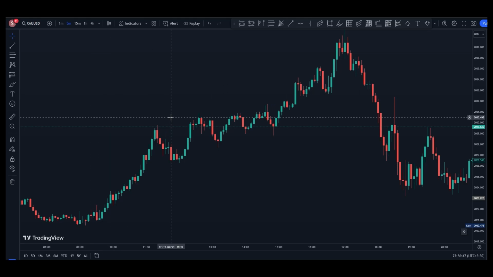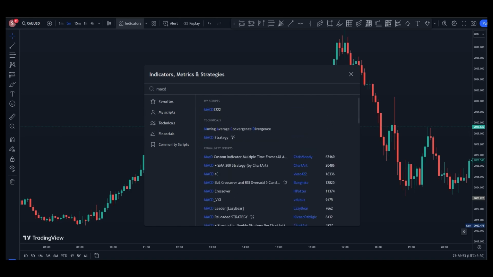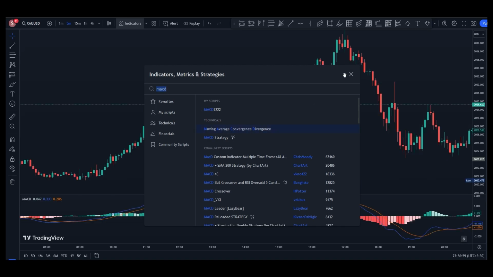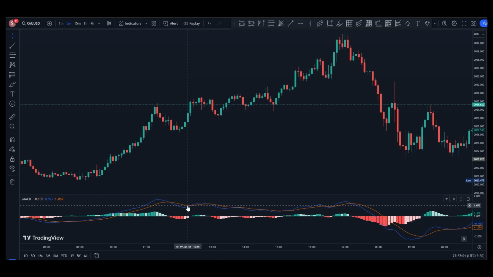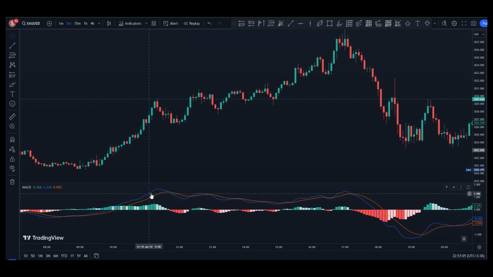To add MACD to our chart, you have to click on these indicators here, write MACD, and you can see the Moving Average Convergence Divergence here. Click on it and it will be added to your chart. Well, as you see, we have two lines and one histogram. The blue one is the MACD line and the red or orange one is the signal line.